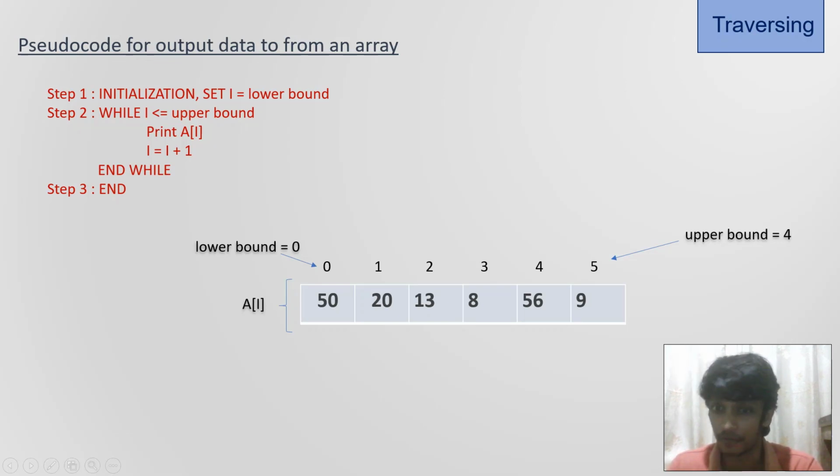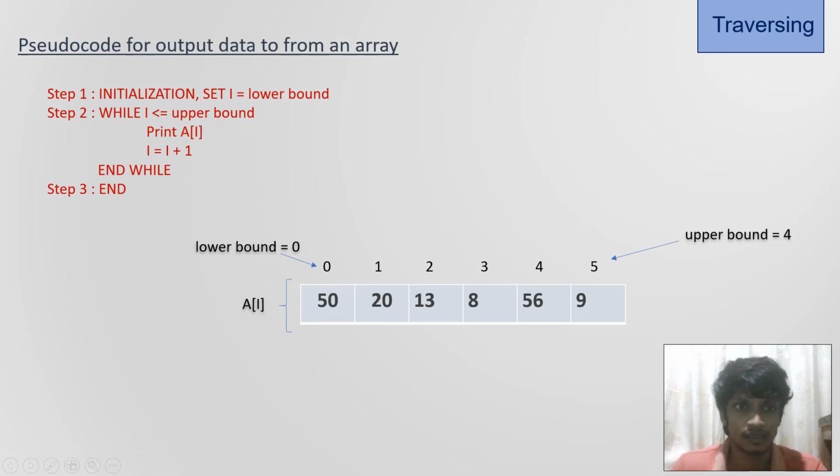The upper bound should be 5 and the lower bound should be 0. So this is the corresponding array, which contains 6 elements. Okay, so now we are going to output data from the array. So I initialized a variable as I, which is the lower bound. Its value is 0 in the default state.